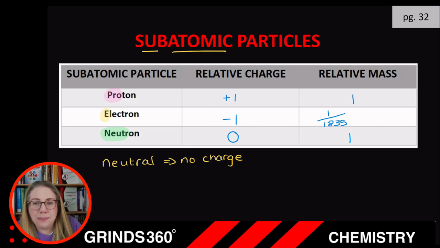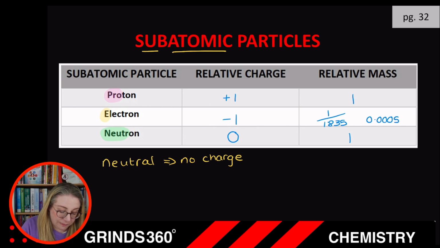Now, if you were to type that into your calculator, 1 divided by 1/1835, that gives me a decimal of 0.0005. There we go. It is absolutely tiny in comparison to a proton and a neutron. And it is. Protons are nearly 2,000 times bigger than an electron.